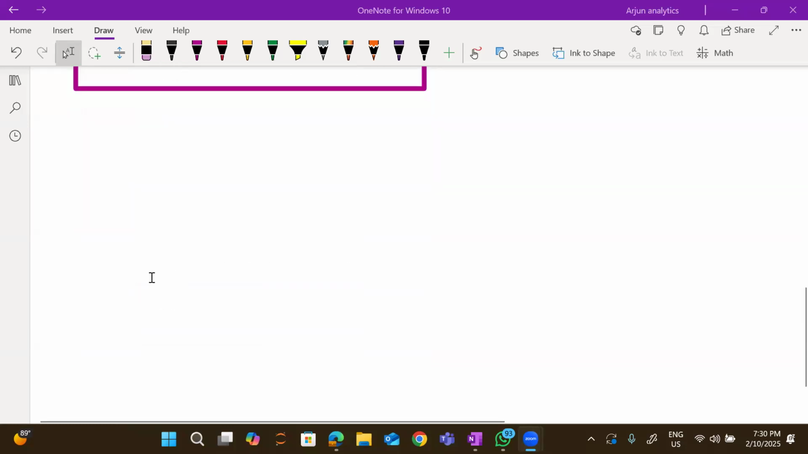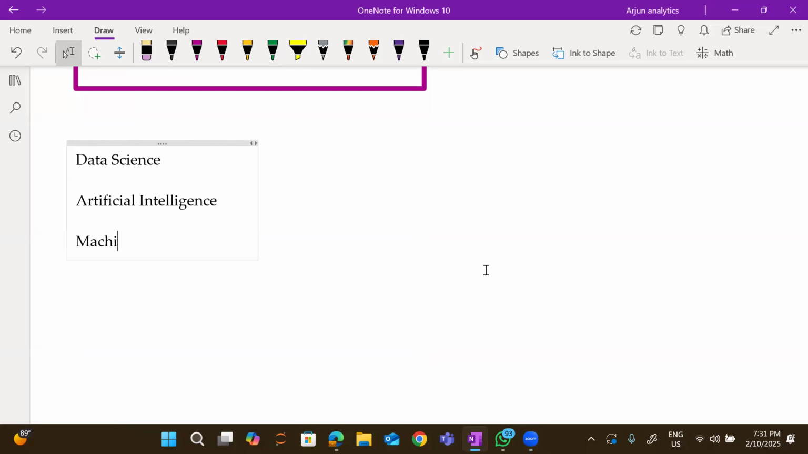Now, let's get into the core concept. Usually we will see what is data science, what is artificial intelligence, and how machine learning, deep learning, and generative AI are interrelated. Okay, now let's see this.